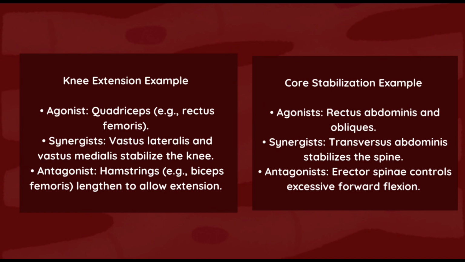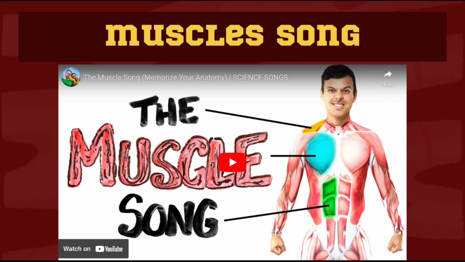For the core stabilizing example, we have the agonists, the rectus abdominis and the obliques. For synergists, we have the transverse abdominis, which stabilizes the spine, and the antagonist is the erector spinae, which controls excessive forward flexion. Time for the muscle song.